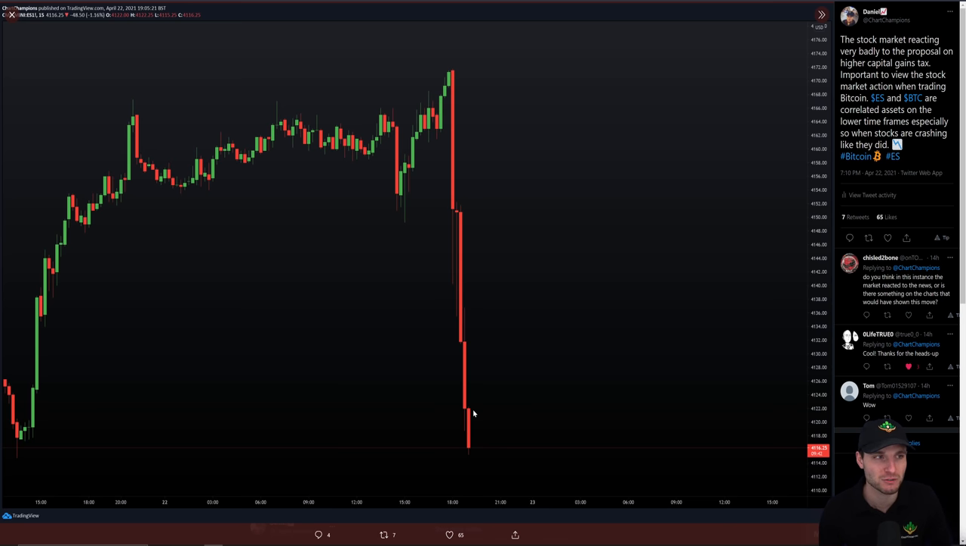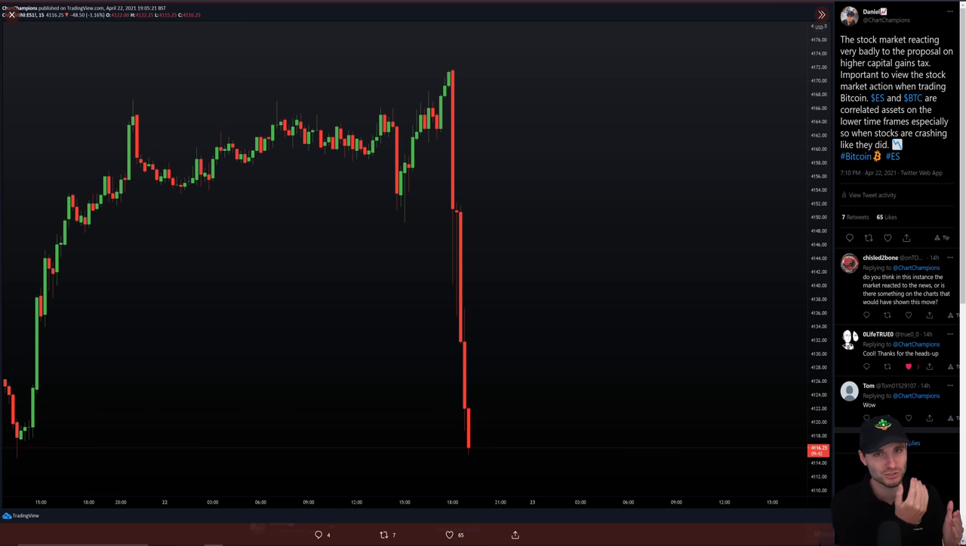Very big move to the downside on the stock market. Like I was saying over on Twitter, the S&P 500, your big stock market indexes, we can say that they are correlated to Bitcoin. So when we see these big moves on the stock market, that is affecting Bitcoin. And that is an undeniable correlation that we have seen now for many years. Well, specifically 2 years.